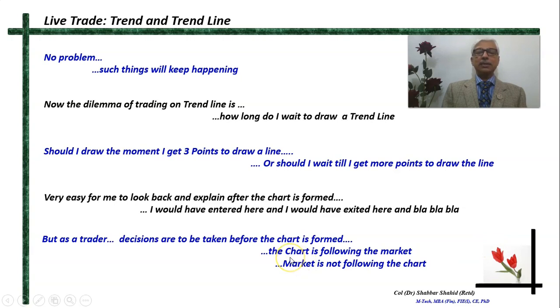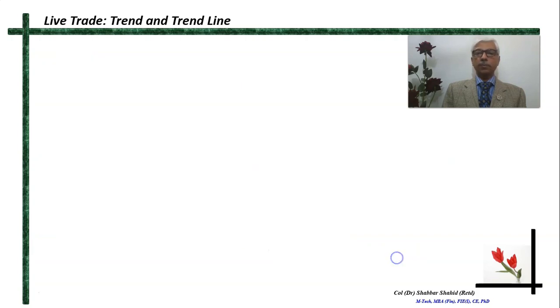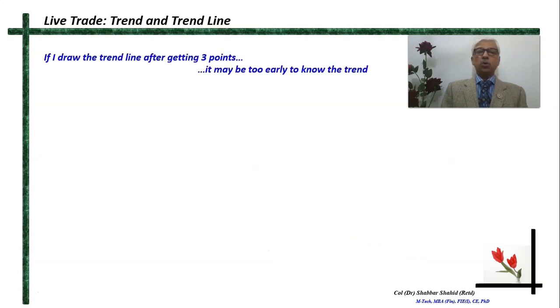Remember that the chart is following the market. The market is not following the chart. You cannot say that the chart is building up like this and the market is going to follow like this. No, it is not like that. The chart is formed after the event is over. Okay. So if I draw a trend line based on 3 points, then it may be too early as it happened today.